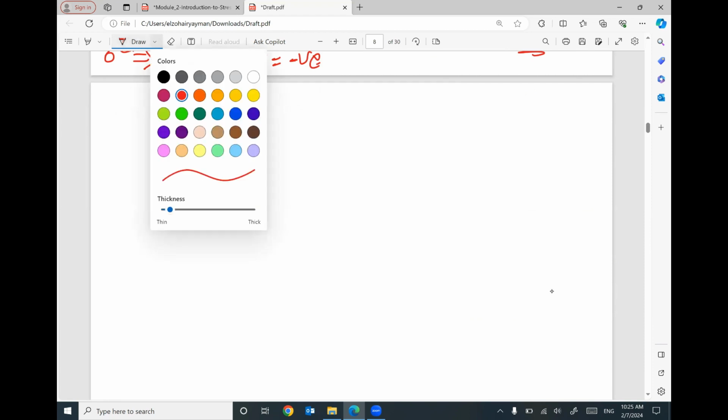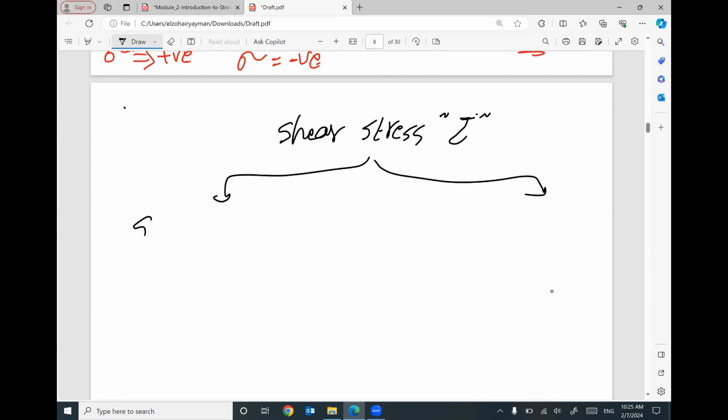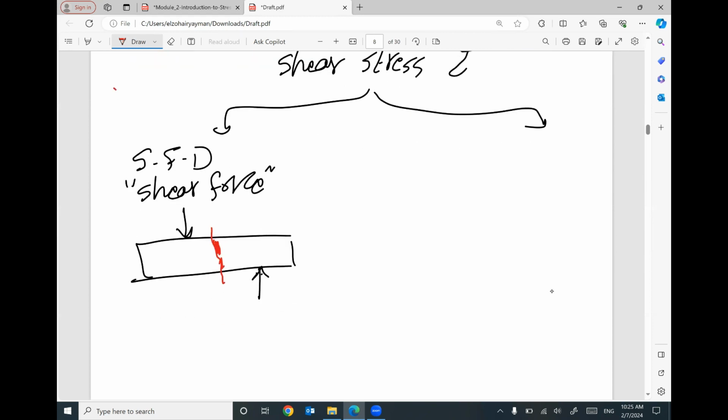We have another type of stress which is called shear stress. This shear stress can be labeled tau. This shear stress can be caused by shear force. If we have a member under the effect of two opposite forces, I expect shearing between the two forces. This shearing stress will be parallel to the cross section. So if the cross section looks like this, the shear stress will be parallel to the cross section.